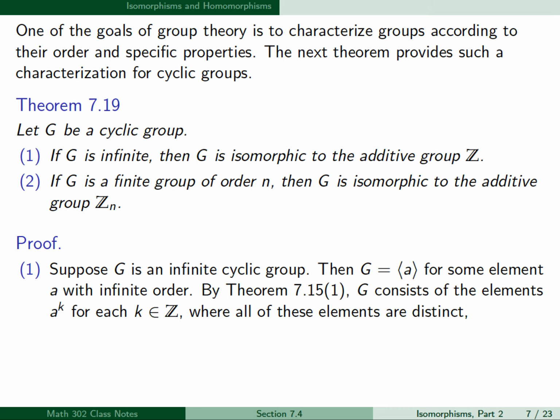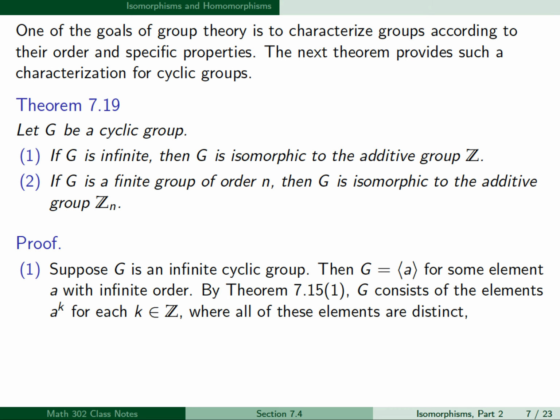Now to show that f is surjective, we need to show for all integers k, there exists a b in G such that f(b) is equal to k. So we'll suppose k is an arbitrary integer, and we can choose b equal to a^k. Then b is in G, and f(b) is equal to f(a^k), which is just k. And so this proves that f is surjective.